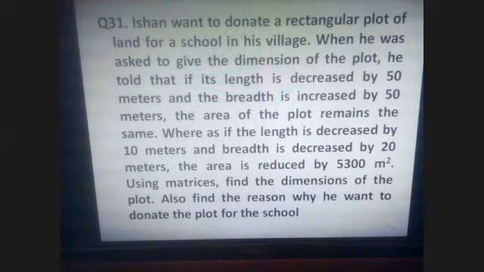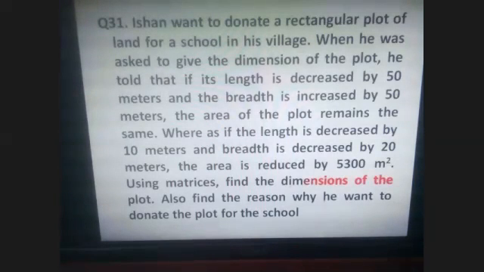Again he told, whereas if the length is decreased by 10 meters and the breadth is decreased by 20 meters, the area is reduced by 5,300 square meters. Well, he answered the dimensions in this way. You are asked to find the dimensions of the plot. Also find the reason why he wants to donate the plot for the school. So using the matrix method, you are asked to use only the matrix method. You cannot use anything else.